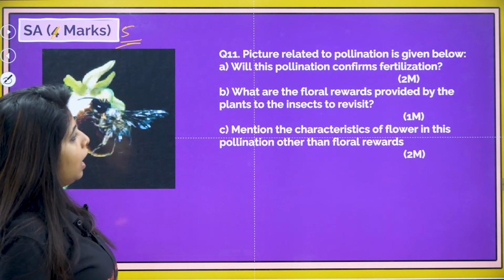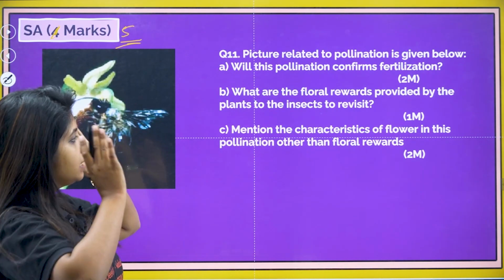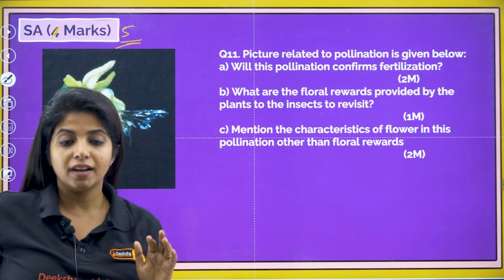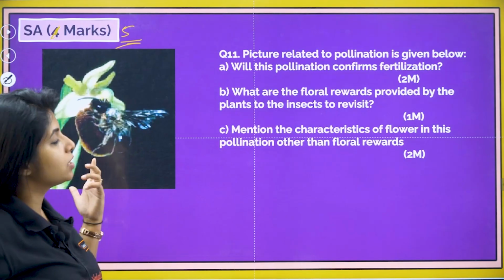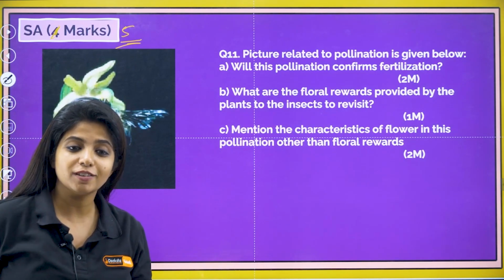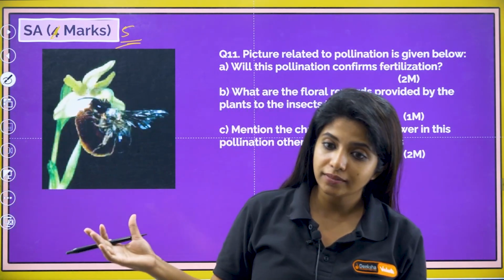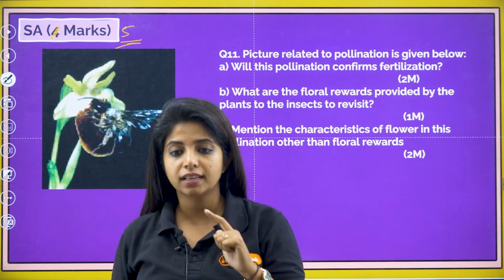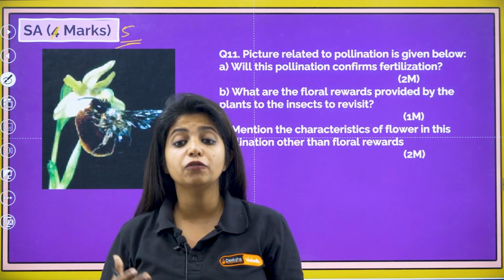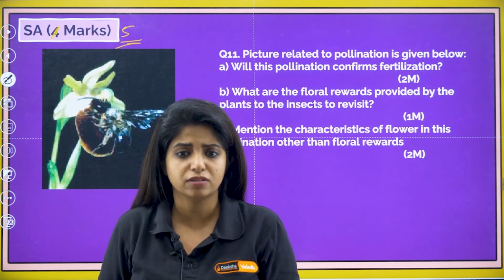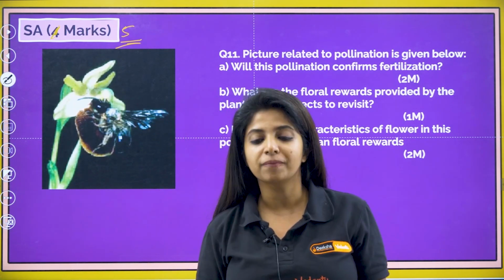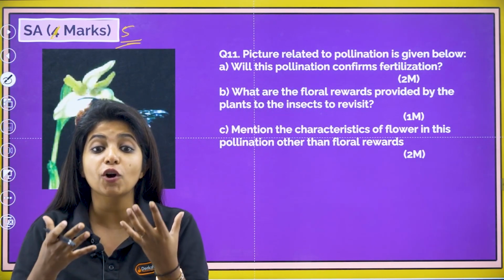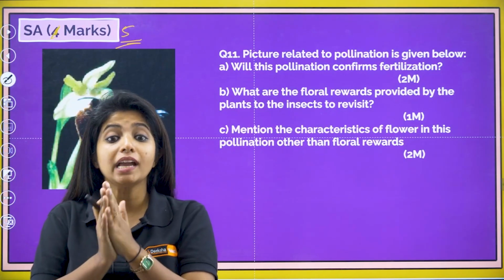Now, mention the characteristics of flowers in this pollination other than the floral rewards. Floral rewards, you forget about that. Other than that, what will be the other characteristics of these type of flowers? Insect pollinated flowers, my dear children, would be colorful, they would be fragrant. Sometimes if it is a fly, it would have a foul odor to attract them, because flies do not like the good odor, they like the bad odor. Apart from that, the small flowers would come together to form what? Inflorescence. They would be clustered together to form inflorescence.